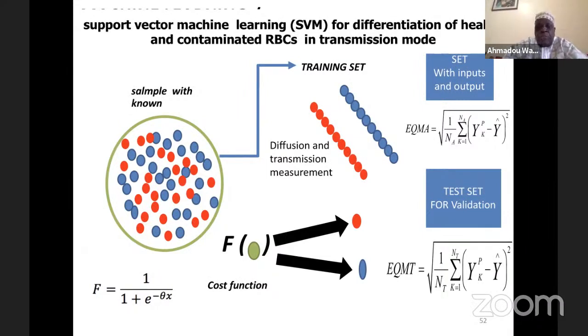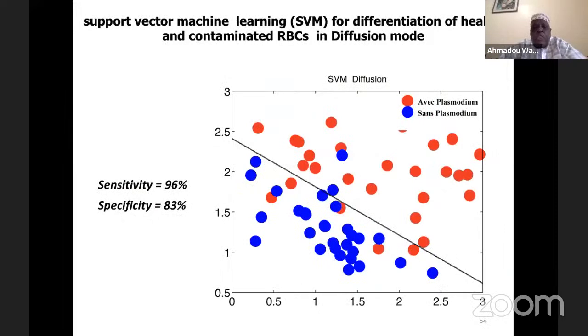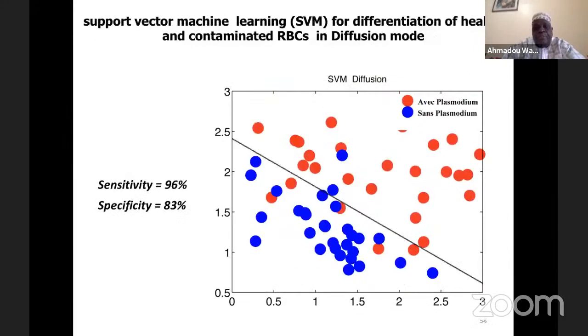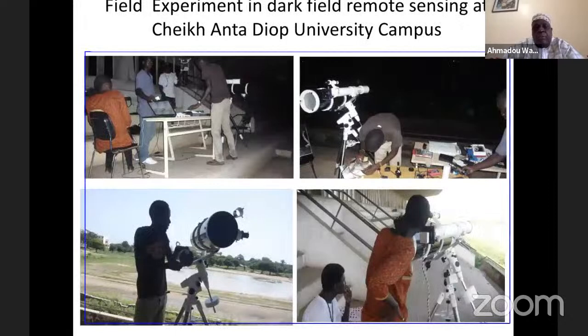For that, you need to use machine learning. And this is the result of this machine learning. We can see the red ones are infected cells and the blue ones are not infected cells. So you can make a differentiation immediately. We do it in a diffusion geometry, and the first one is in transmission geometry. Okay, this is all. There are some other slides, but I will skip that.